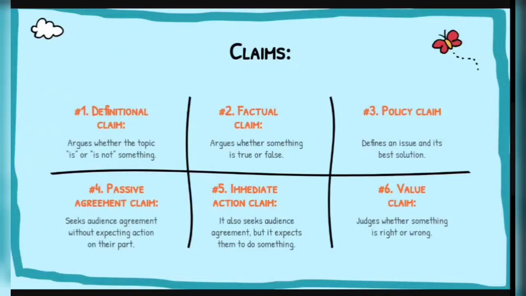Then the passive agreement claim seeks audience agreement without expecting action on their part, and then the immediate action claim also seeks audience agreement, but it expects them to do something. And the value claim judges whether something is right or wrong.